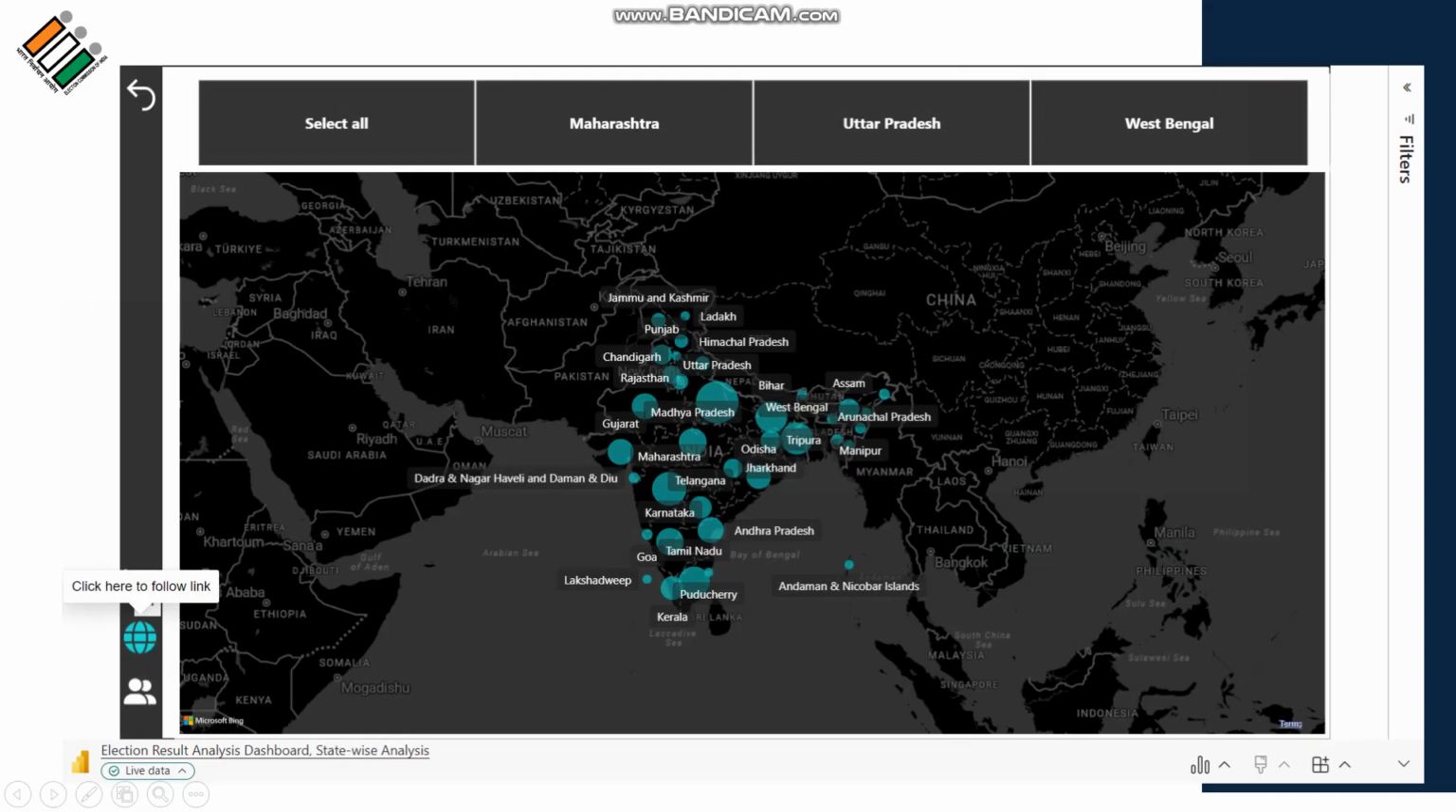Next, we move to the state-wise analysis page. Here, we have incorporated a map visual where states are represented as locations and the size of each state reflects the total wins. For example, for the state Maharashtra, total wins is 48. This geographic representation allows us to identify key battlegrounds and the political engagement level in different regions.